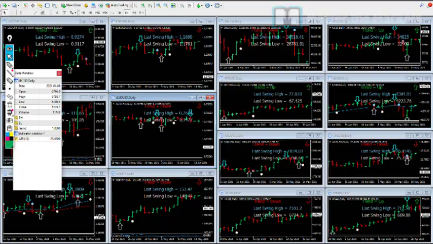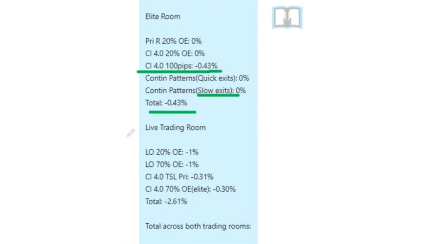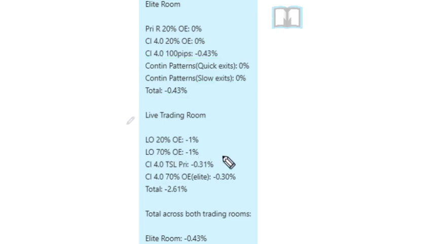Then in terms of our performance so far, as you can see on the elite room, only on the 100 pips, we had a little bit of a small loss, minus 0.43. We've been keeping our losses really small. We had a really good run on the continuation pattern slow exits about 2 weeks ago, pushing the equity curve up about 4%. So that's how we do it. Keep the losses small. Lift off 20% and 70%, took a bit of a hit, minus 2. TSO primary very little, minus 0.31, and 70% very little.